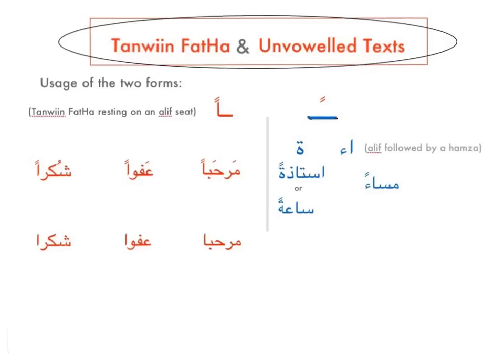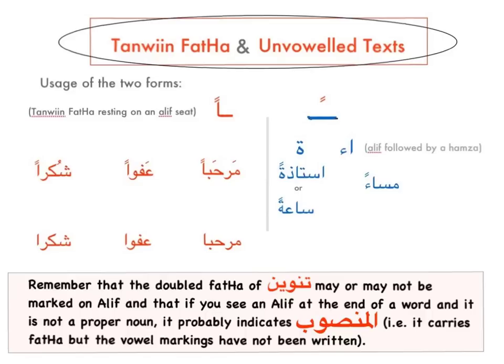Another point, see how marhaban, afwan, shukran, even though they don't have the tanween, are the same word, because the doubled fatha of tanween may or may not be marked on alif. If you see at the end of the word, and it's not a proper noun, a fatha, then it probably indicates that it is mansub, but it will not show in print. Sometimes while you're reading a book, you won't find tanween, but you will find the seat for the tanween.